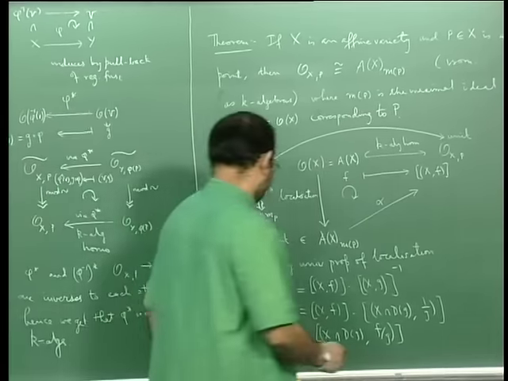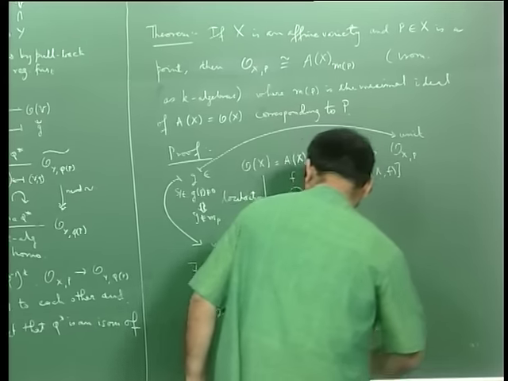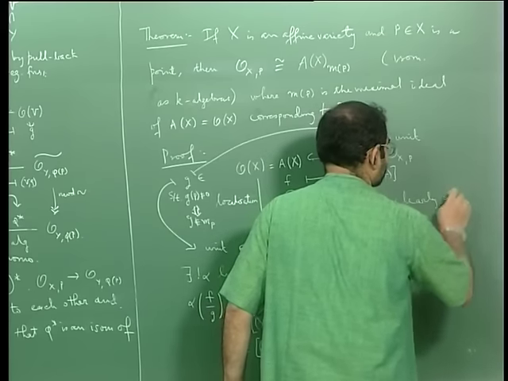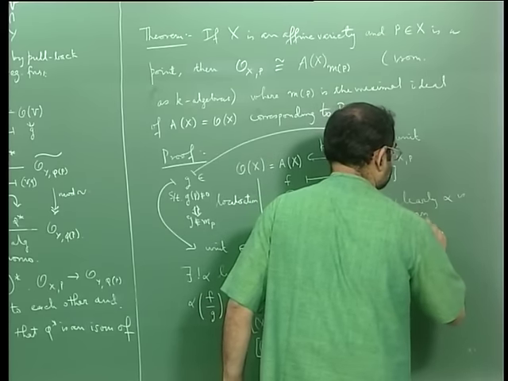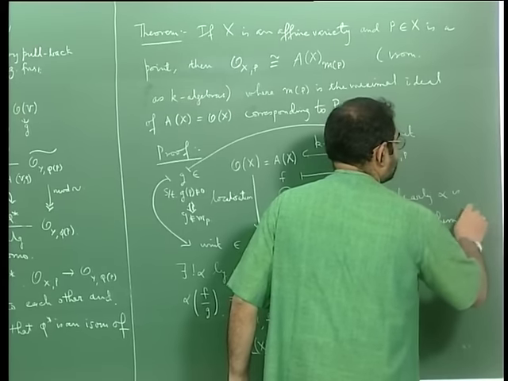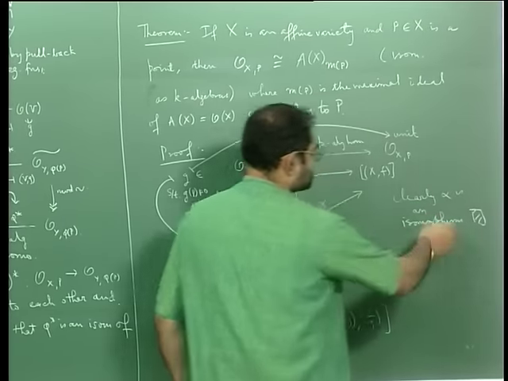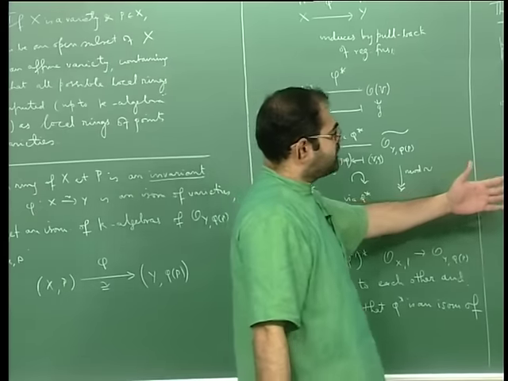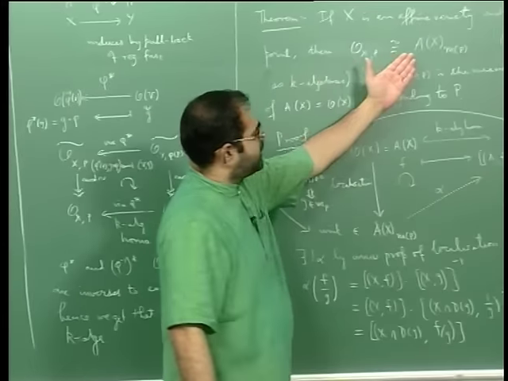So clearly alpha is an isomorphism. It's just a moment's thought that will tell you that alpha is an isomorphism. So in other words, you have this formula.